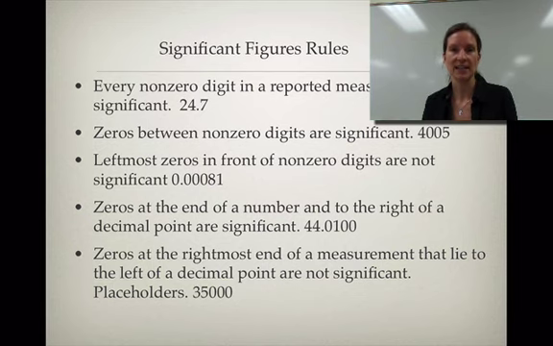So if you run down this slide again, that 24.7 has 3 measured numbers because all the numbers are counted. That 4005 has 4 significant figures because the 4 and the 5 are digits, they count, and the zeros in the middle also count as measured. The 0.0081 only has 2 significant figures because all the zeros in front of the 8 don't count. The 44.0100 has 6 significant figures because everything written with a decimal point counts in this case. And then the last case, that 35,000, again just has 2 significant figures because the zeros don't count.